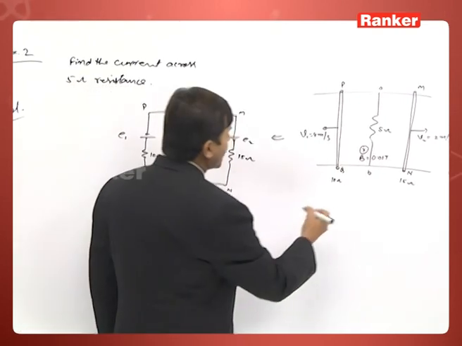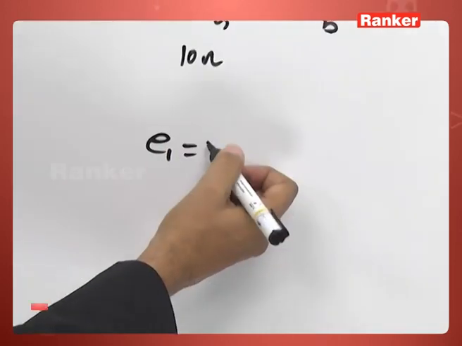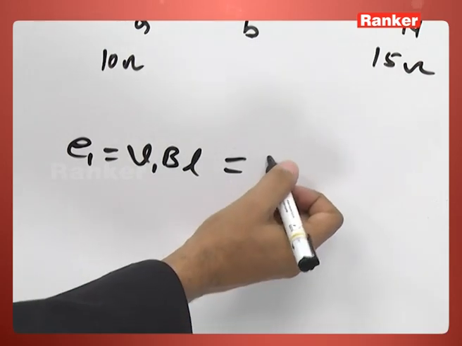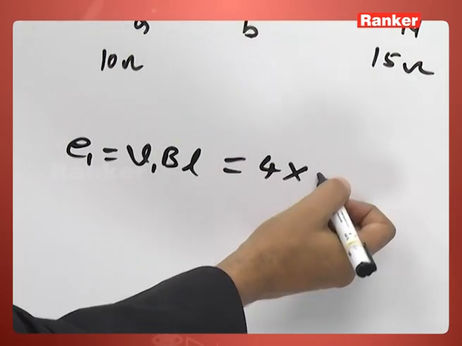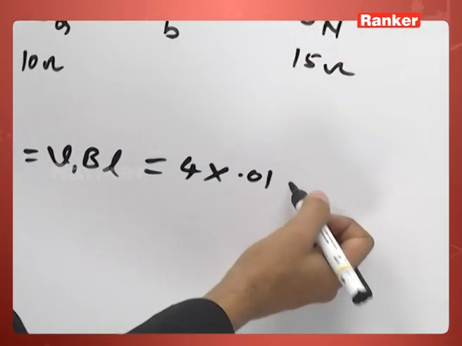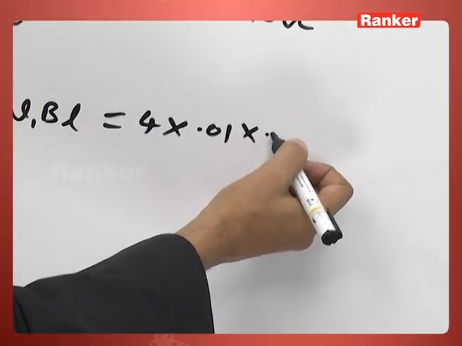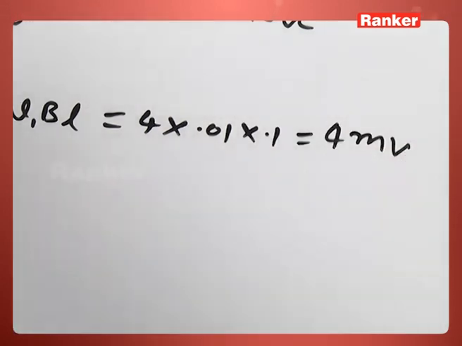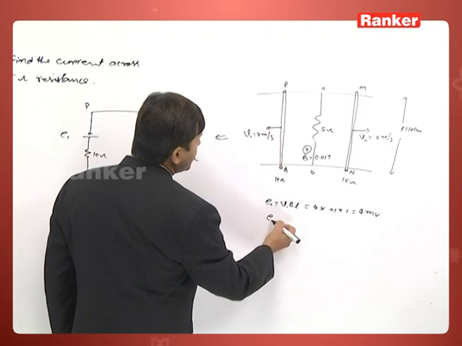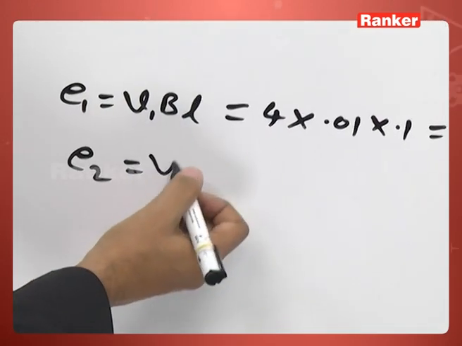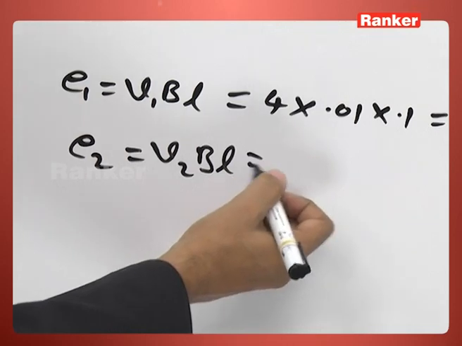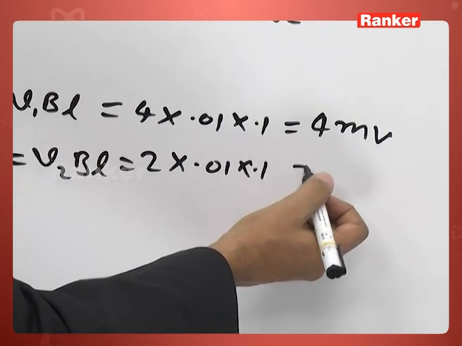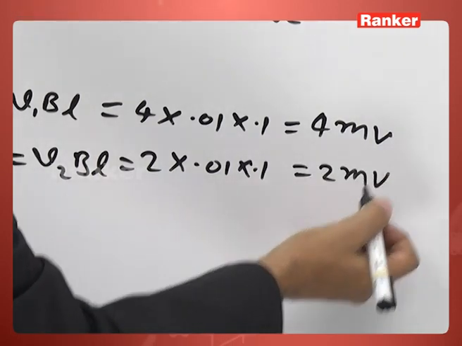Now we will calculate the value of E1. E1 is V1 B L. V1 is given here as 4, magnetic field B is 0.01, and L is 10 centimeter, meaning 0.1. We can say this is 4 millivolt. Similarly, E2 is V2 B L, where V2 is 2, B is 0.01, L is 0.1. So this is 2 millivolt.